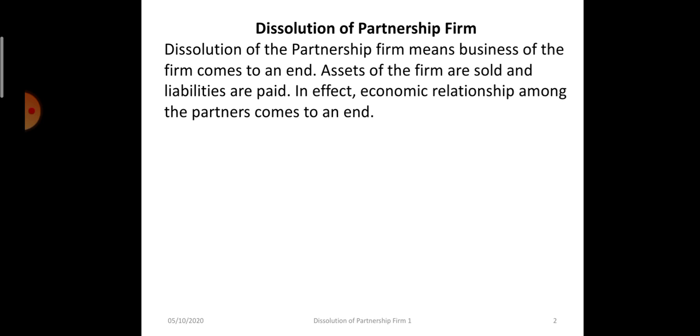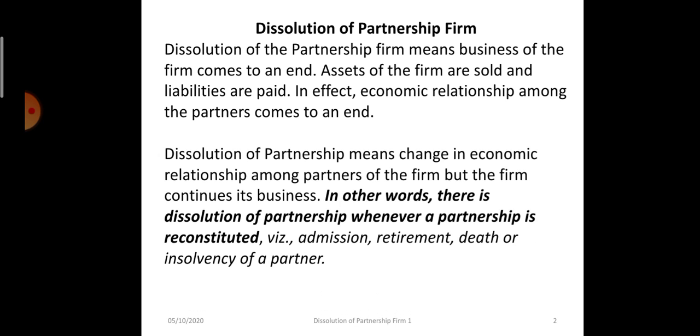Now, the dissolution of partnership, or reconstitution of partnership. Reconstitution of partnership can also be called dissolution of partnership. The word firm will not be there. We have studied chapters 4, 5, 6 and 7, where admission of partner, retirement of partner, death of partner and change in profit sharing ratio were covered. We use the term reconstitution of partnership. They all result in dissolution of partnership. The word firm is not there.